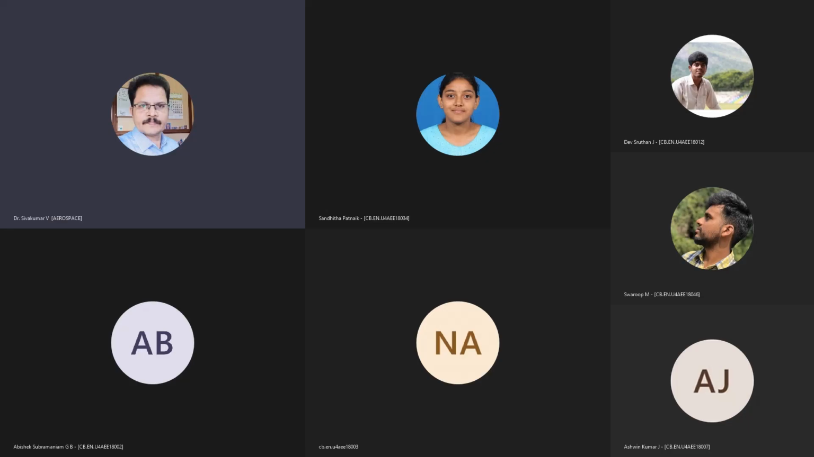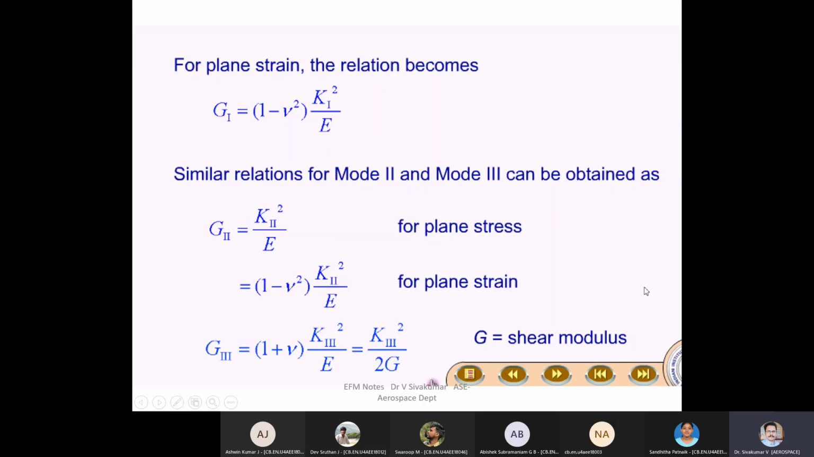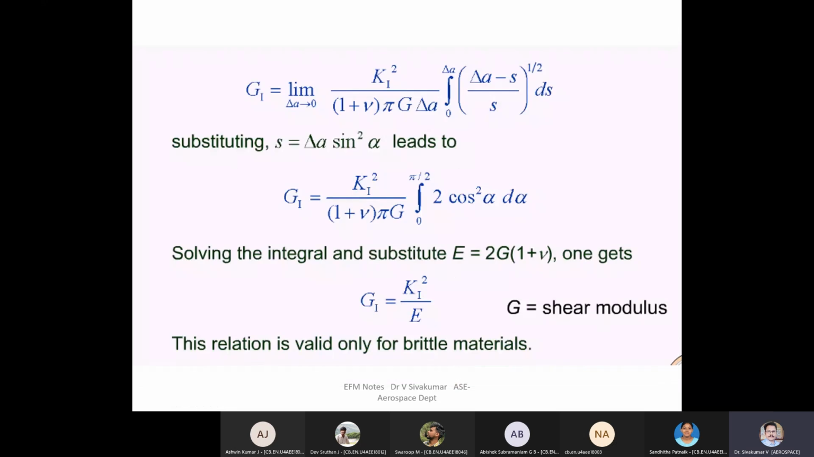Release rate. For mode 1, all the derivations we had, with respect to the relation between the energy release rate and the stress intensity factor, is this: G1 is equal to K1 square by E. E is the Young's modulus, G is the energy release rate.